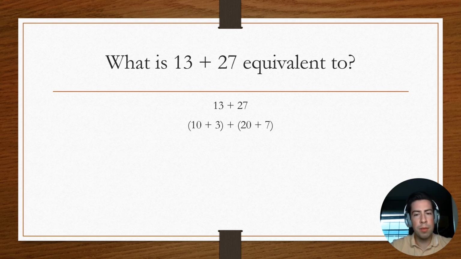So 13 is just 10 plus 3, 27 is 20 plus 7. We can then just rewrite it. So we have 20 plus 10 plus 3 plus 7. We know 20 plus 10 is 30, 3 plus 7 is 10, so therefore it is 40.